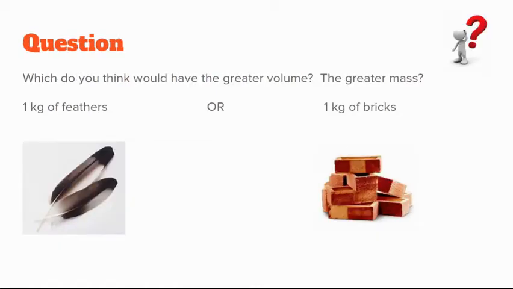Here's a question for you. What do you think would have the greater volume: a kilogram of feathers or a kilogram of bricks? I'm hoping you said the feathers would have a greater volume. So which one do you think has a greater mass? Well, they have equal mass. They're both a kilogram. The difference is, since the feathers are so much lighter, you need a lot more of them to get to that mass.